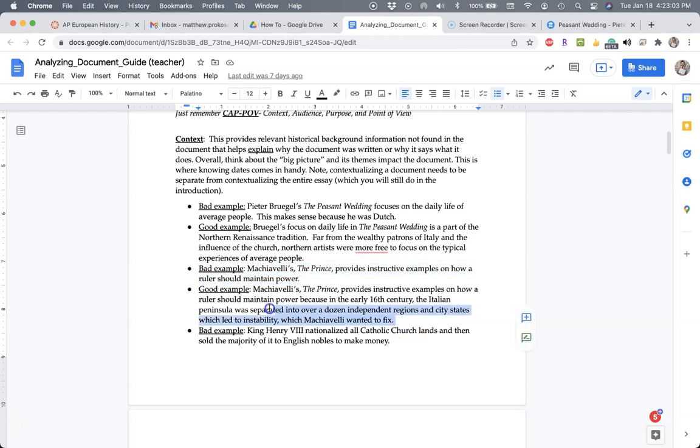Better example here. Machiavelli's The Prince provides instructive examples on how a ruler should maintain power because in the early 16th century, the Italian peninsula was separated into over a dozen independent regions and city-states, which led to instability, which Machiavelli wanted to address or fix. That is your historical context. It talks about the political makeup of the Italian peninsula. It also talks a little bit about the geography as well. That's what we're looking for.